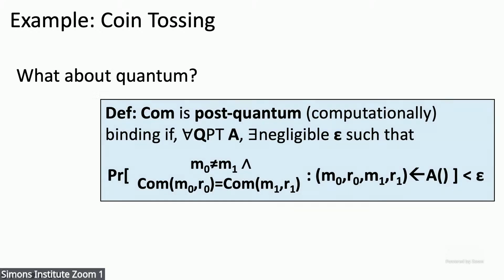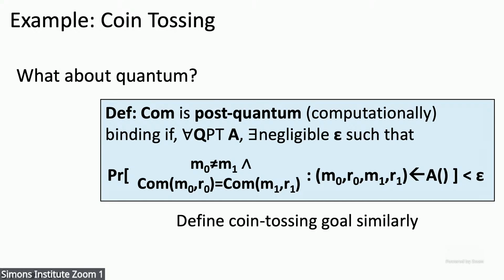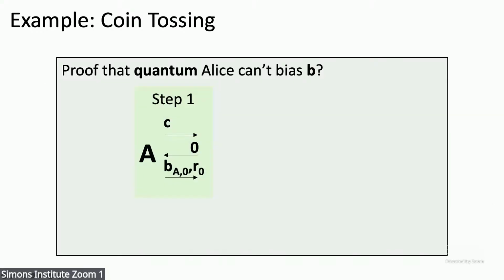Well, the first thing you would try to do to get a new security definition is take the commitment security definition and upgrade all of the PPTs to QPTs, right? So that's what I've done here. It's the same game, but the adversary now is allowed quantum computation. And we can similarly consider the coin tossing goal. I'm not going to define it. Okay, so let's try to run through the classical proof.